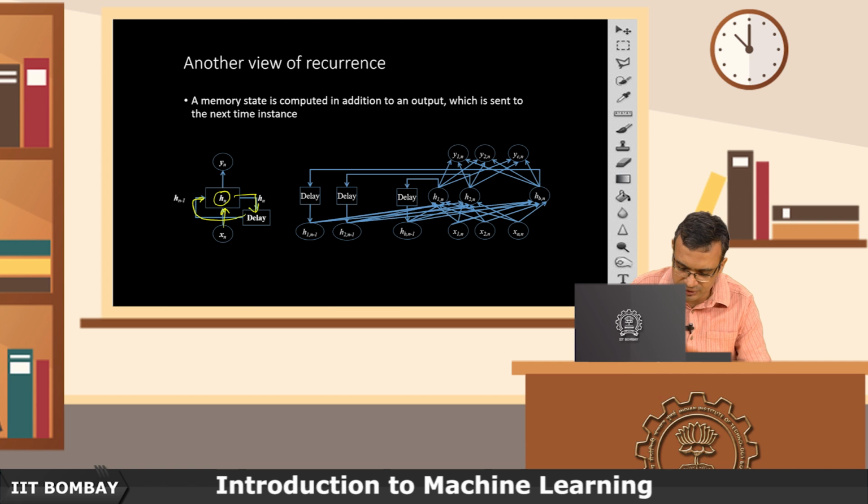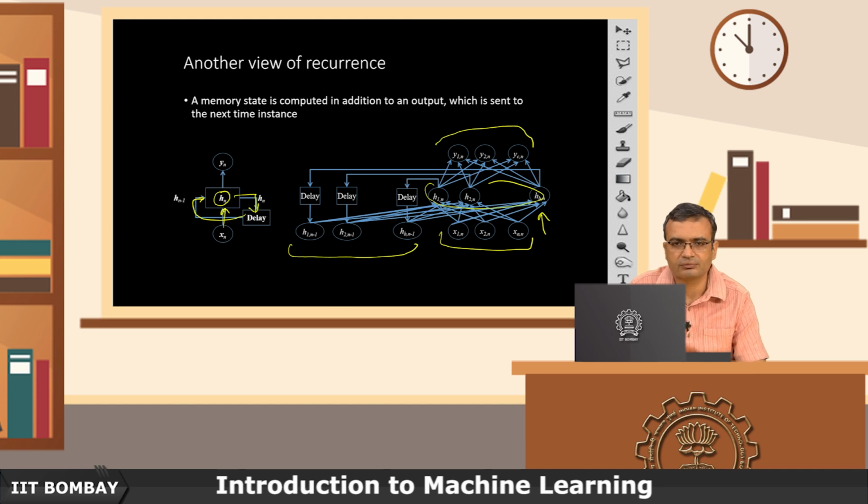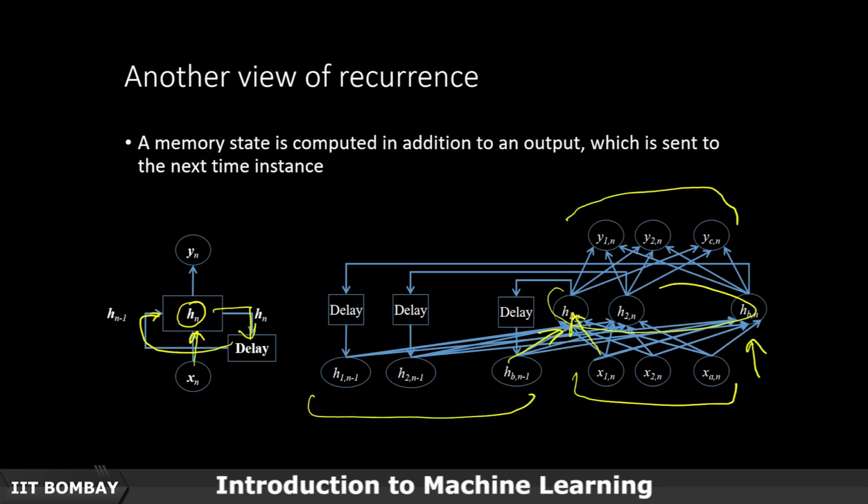So the internal structure will be that we will have an a dimensional input and, let's say, a c dimensional output, and a b dimensional hidden unit, and they are all getting inputs from the previous time state. So the input to this is not just x but also h of n minus 1, and they are all fully connected.